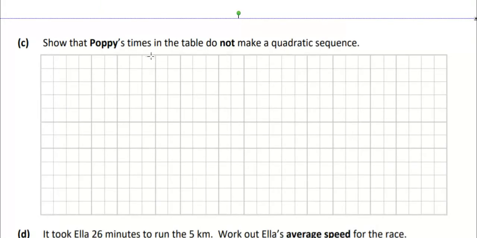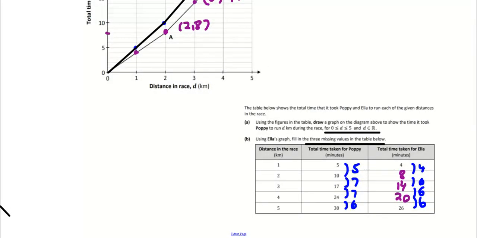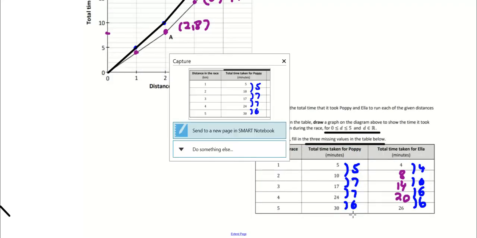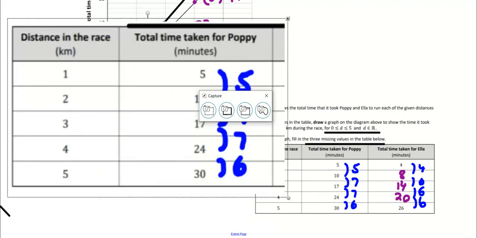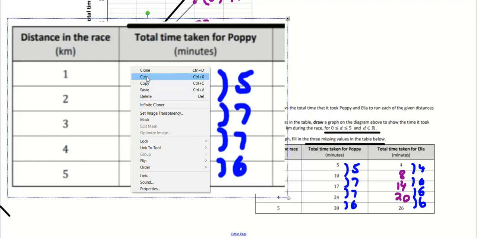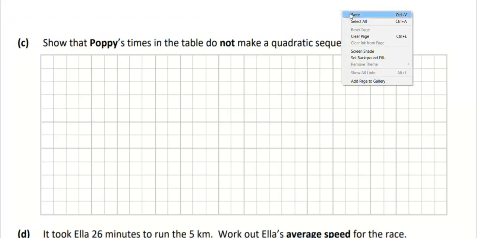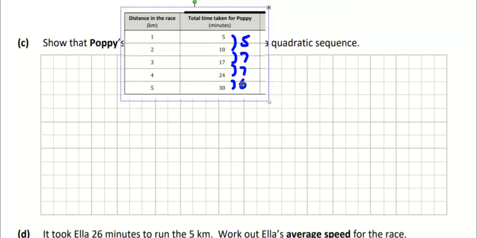Now, show that Poppy's times in the table do not make a quadratic sequence. Okay, so why do Poppy's times not make a quadratic sequence? Okay, so I'm just going to copy and paste Poppy's times over. So a quadratic sequence is where the second difference is the same. Okay, so the first differences are different, but the second differences are the same.